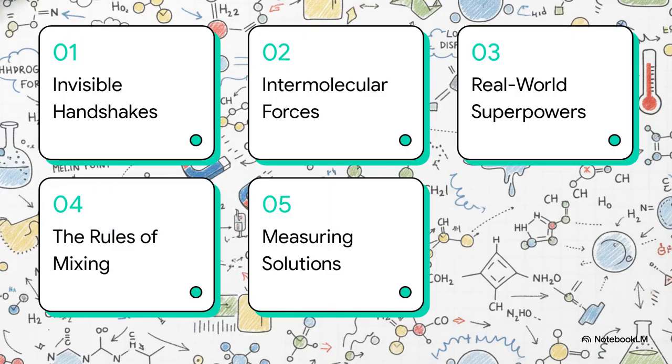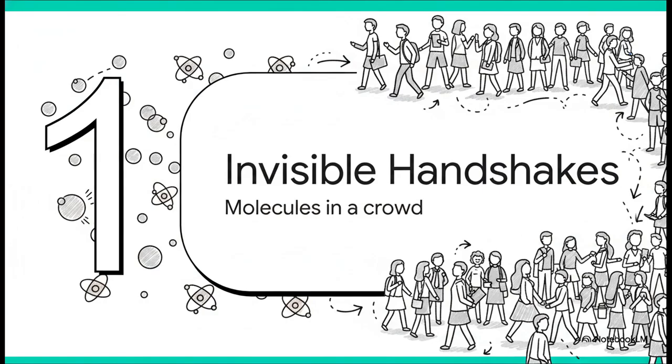Here is our roadmap for today to uncover these superpowers hiding in plain sight. We'll hit 1. The invisible molecular handshakes. 2. Meet the intermolecular forces. 3. Real-world molecular superpowers. 4. The rules of mixing. And wrap up with 5. Measuring solutions and gases. We're starting right at the atomic level and building our way all the way up to complex math and real-world stuff. Let's go! Section 1. The invisible molecular handshakes.